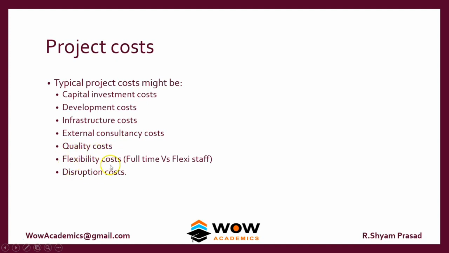In terms of flexibility cost, how many full-time employees we need, part-time employees we need. Disruption cost, what is the trouble that this project causes to the stakeholders. For example, construction of a dam causes a huge amount of disruption to the local areas. We have to pay some kind of compensation, so that can be a disruption cost.